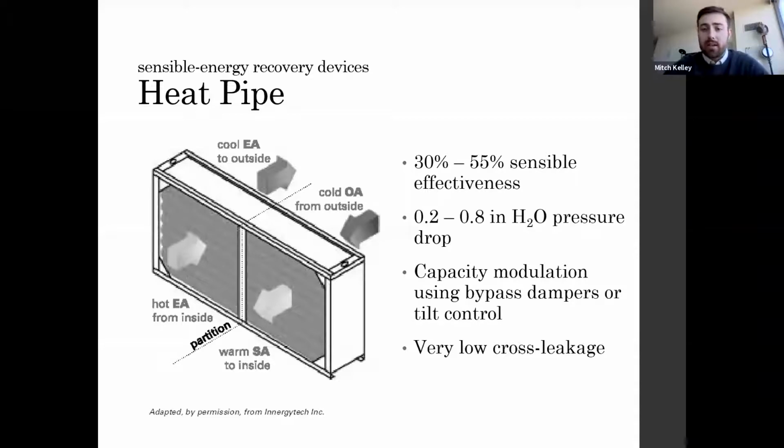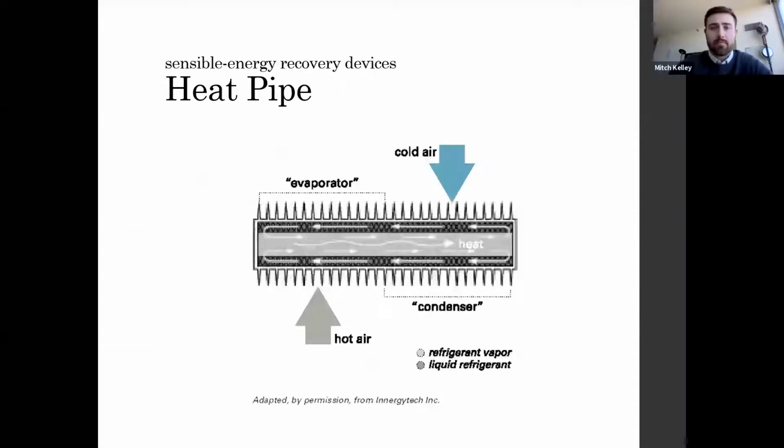Capacity modulation is accomplished using typically a phase and bypass dampers or varying the tilt angle of the heat pipe itself. Some method of frost protection, whether bypass damper, preheat, whatever it is, is typically required when the device is used in outdoor air preconditioning applications in cold climate. Another positive aspect of these heat pipes, they allow very little cross-leakage between the streams. But a lot of times the way we see these used actually is in supply air tempering applications.